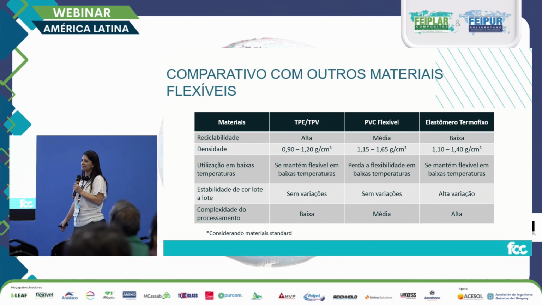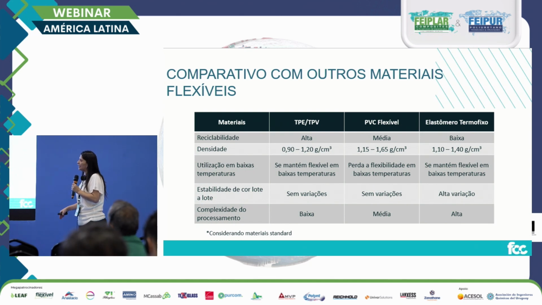This is a comparison with other flexible materials. So in the first chart, we're going to talk about TPE and TPV, comparing them to flexible PVC and thermoset elastomers. So when we're talking about recyclability, the TPEs and TPVs are highly recyclable. Flexible PVC is medium, and thermoset elastomers, it's very low.